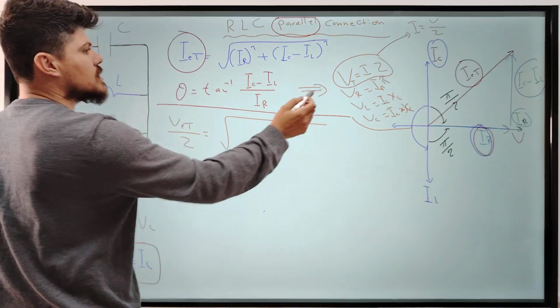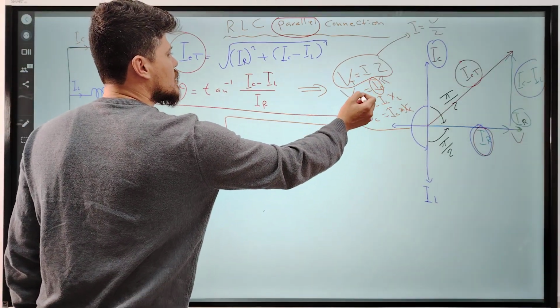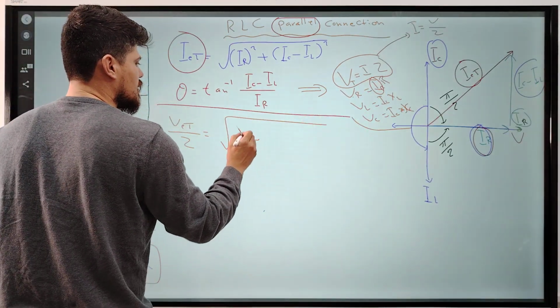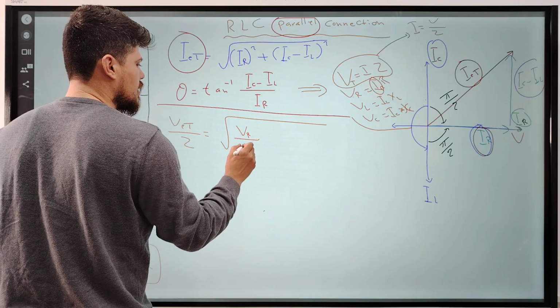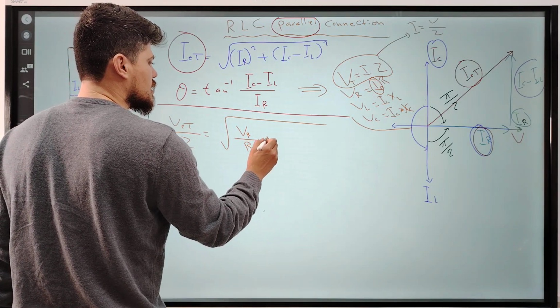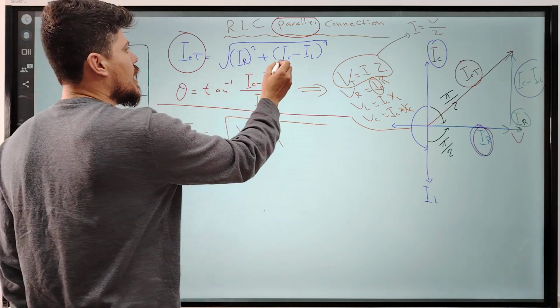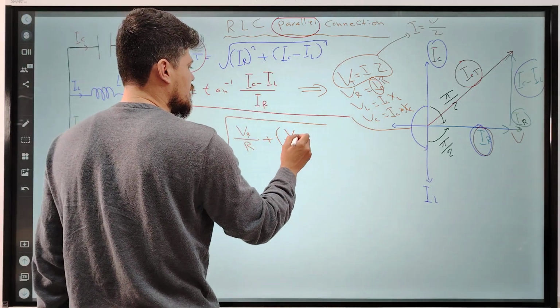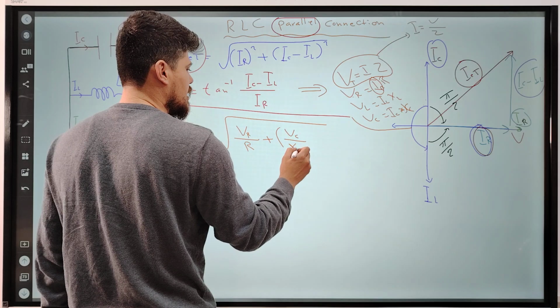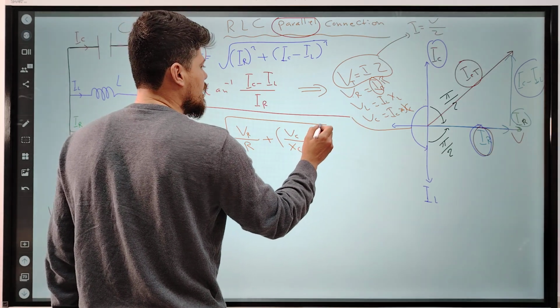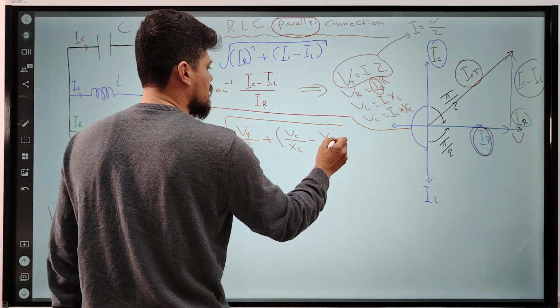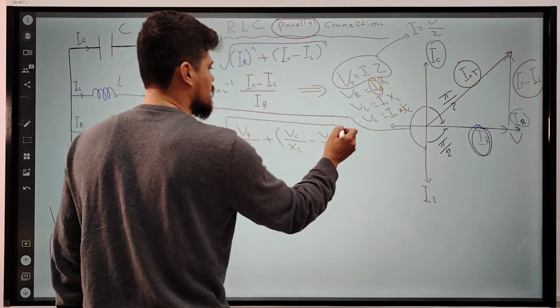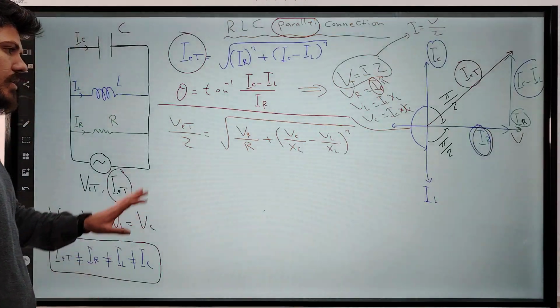Continue. IR is equal to what? IR is equal to VR over R, plus IC is equal to VC divided by XC, minus VL over XL, squared. Okay.